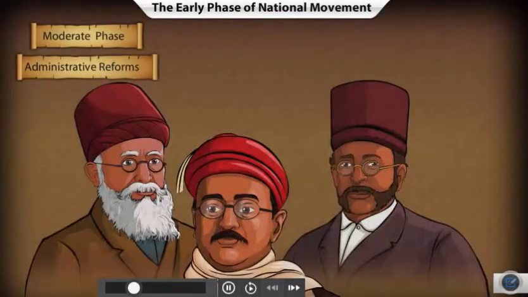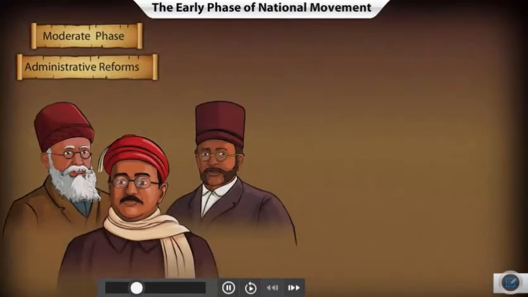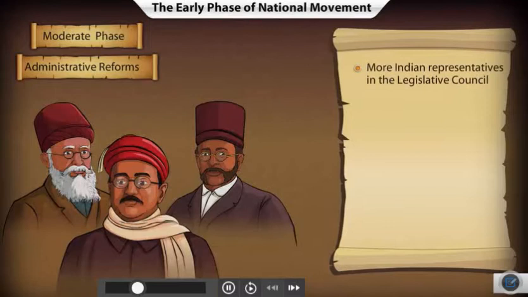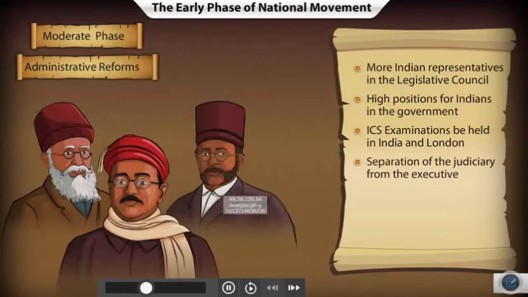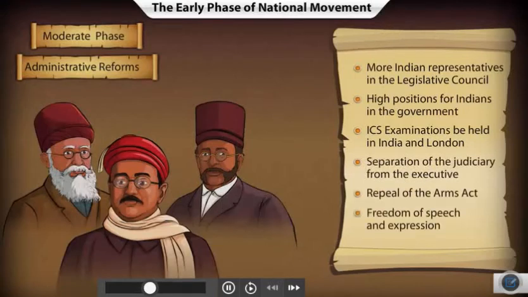Under administrative reforms, they demanded greater voice for Indians in administration. This would be possible by giving Indians more representation in the Legislative Council. They demanded high positions for Indians in the government. For this, they demanded that the civil service examinations be held in India and not just in London. Some other reforms included separation of the judiciary from the executive, repeal of the Arms Act, and freedom of speech and expression.